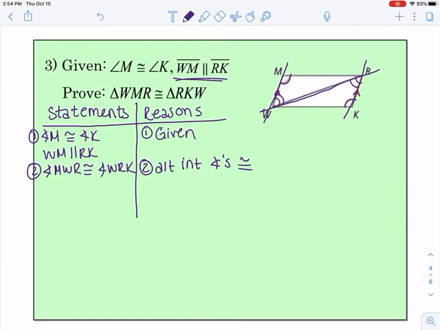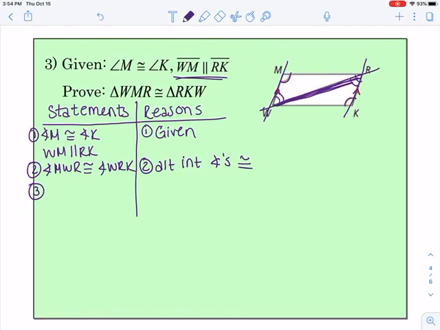Now I have two angles, and the next thing that I'm going to use, again, these two triangles share a common side here. Anytime that they share a common anything, we're going to use the reflexive property. So the reflexive property, we're talking about the side that they share there. That's WR. So WR is congruent to itself, and that's because of the reflexive property. And again, I'll put an X through that.